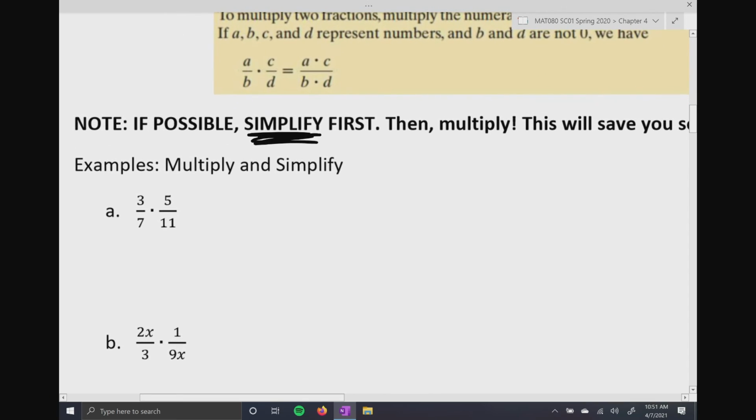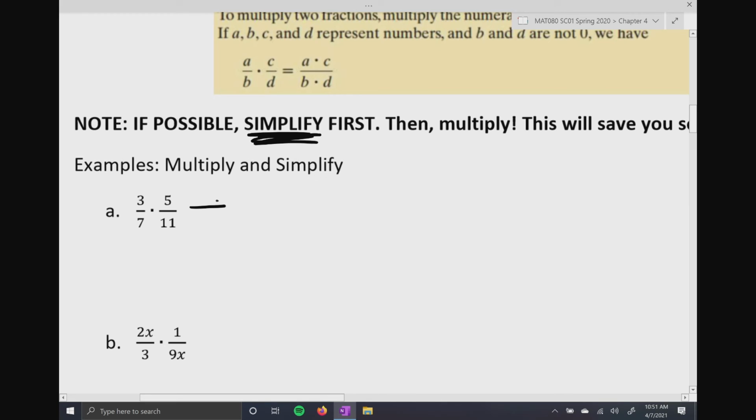This 3/7 times 5/11. What do we notice about 3, 5, 7, and 11? All those are very special numbers. What are they? Composite. Oh, the other word. Prime. They're all prime. So if these are all prime numbers, can they be broken down any further? Yes or no? Yes. If they're prime, you cannot break them down any further, which means this.